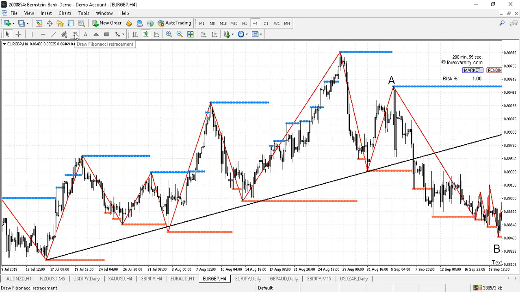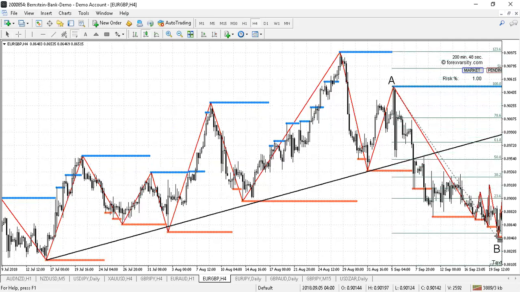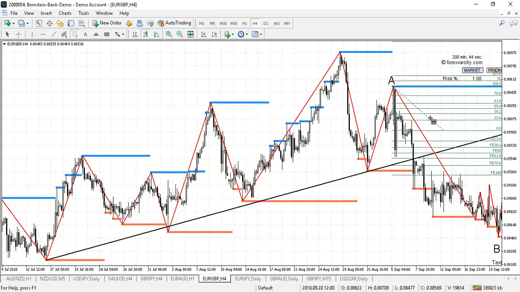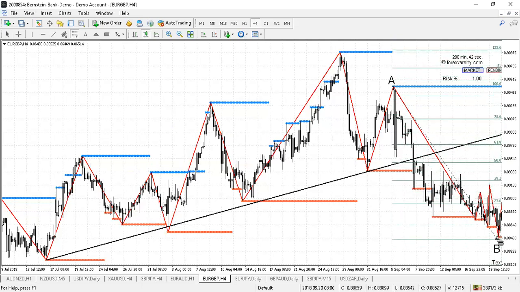So we're going to grab our Fibonacci tool. We always draw the Fibonacci from point A right down to point B. So just drag it down, and if we let go, it should snap to the candlestick there. Okay, so now we've got a Fibonacci in place. Make sure that it is on the top and the bottom.